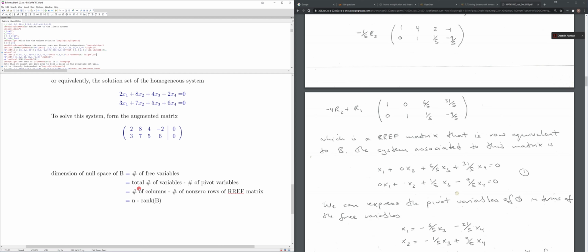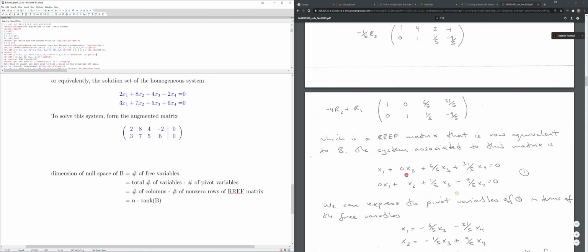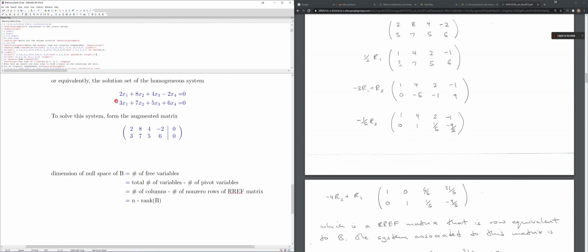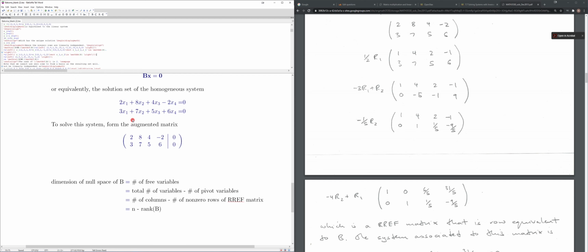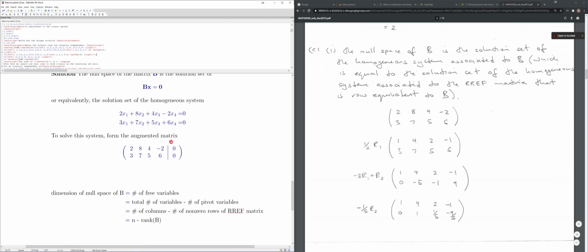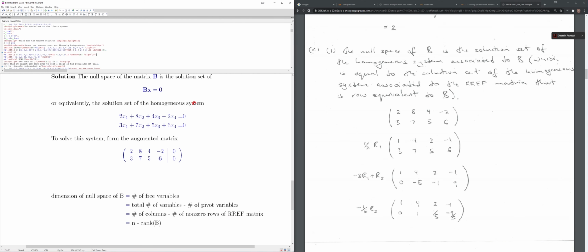Now it turns out you have a variable for each one of your columns in the matrix. When you set up this homogeneous system, and this is the matrix B, notice you have 1, 2, 3, 4 columns over here. Forming the system Bx equals 0, you have a variable for each column. So the total number of variables is equal to the number of columns, and that is equal to the small n over here.